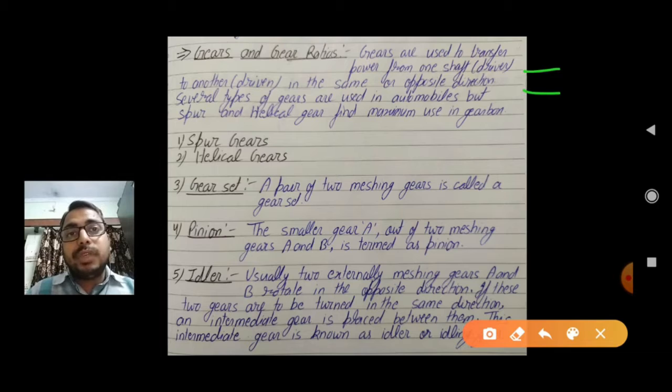The gear from which the power is transferred is known as the driver gear, and the gear which gets rotated by the influence of the first gear is known as the driven gear. So there are two types of gear. First is the driver gear, and the second one, which is moved due to the influence of the first gear, is known as the driven gear.